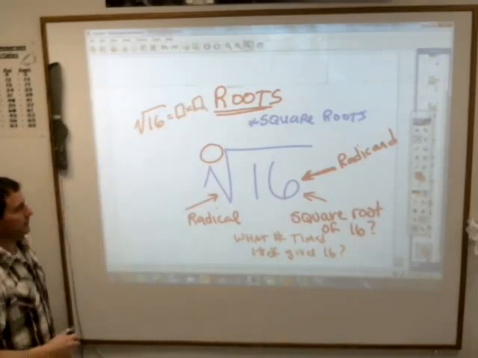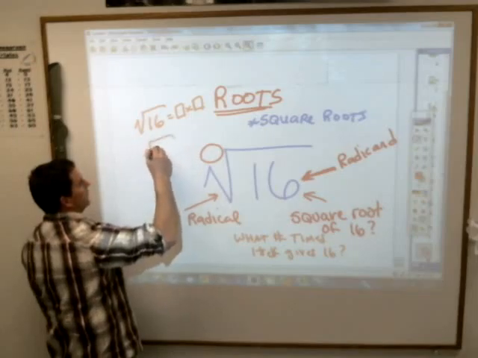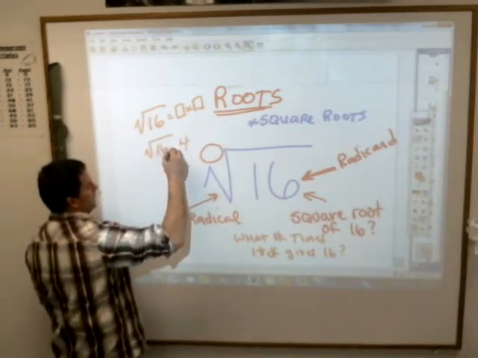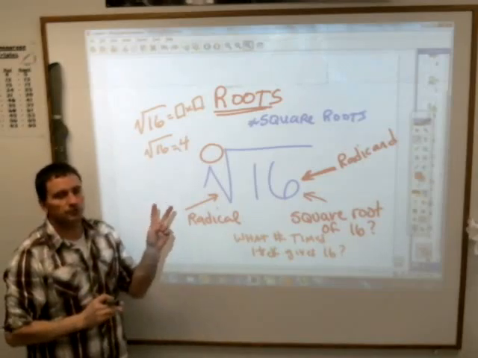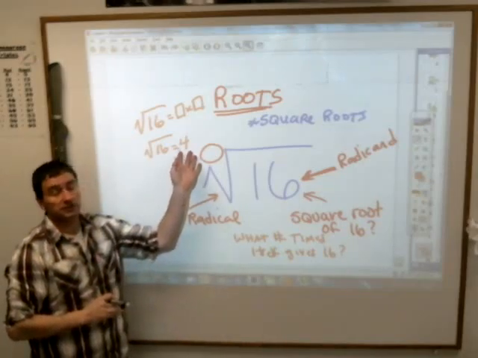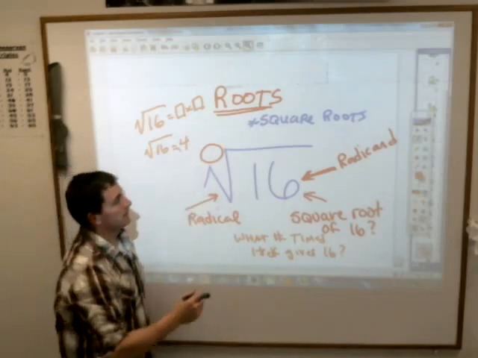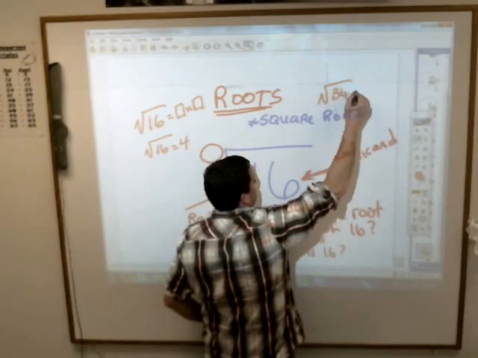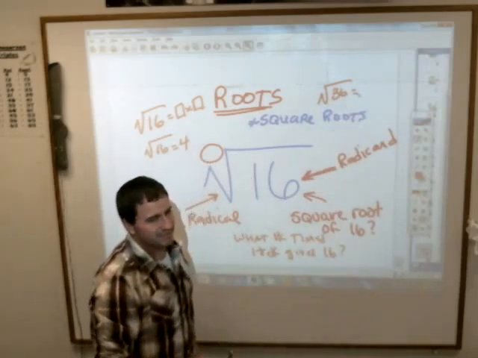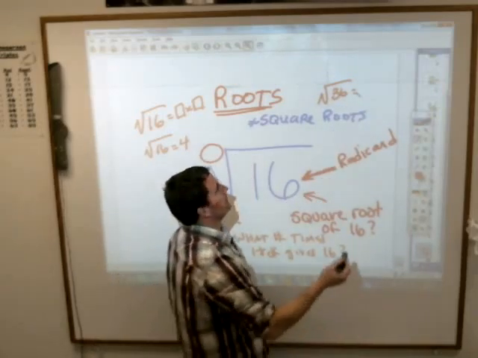And that would be, Sammy? 4. Yes, the square root of 16 is 4. It's just a 4. Don't put two 4s down. It's not 4 times 4. It is just 4. Okay. The square root of 36. What number times itself gives you 36, Michael? 6. Is 6.